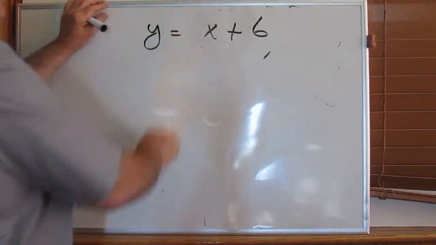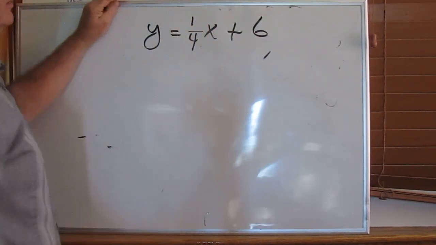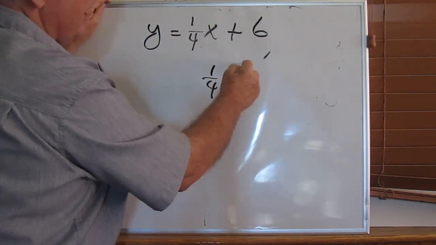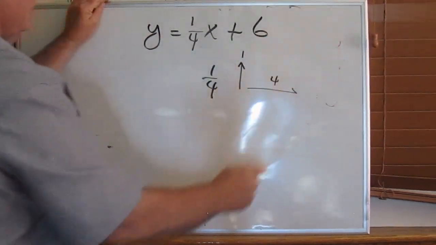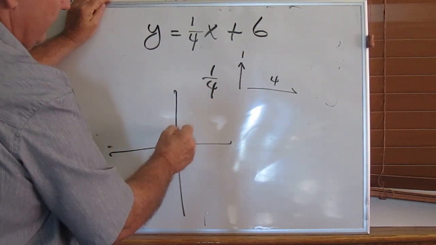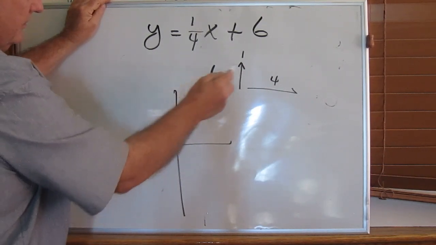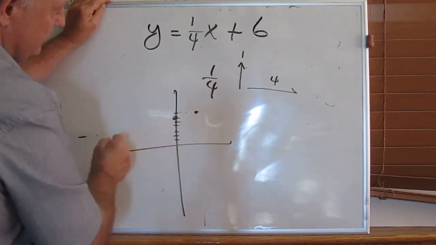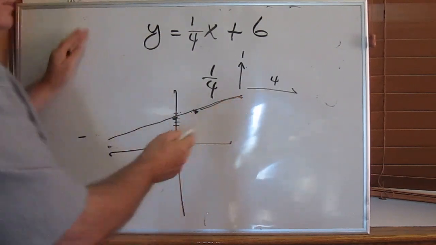But wait, you say, what if you have something like this? 1/4 x. The slope is 1/4. It goes up 1 and over 4. And we graph it. We haven't changed the intercept, so we're still at up 6, 2, 3, 4, 5, 6. Now we go up 1 and over 4. 1, 2, 3, 4. Ooh, I missed that, but that is the line.